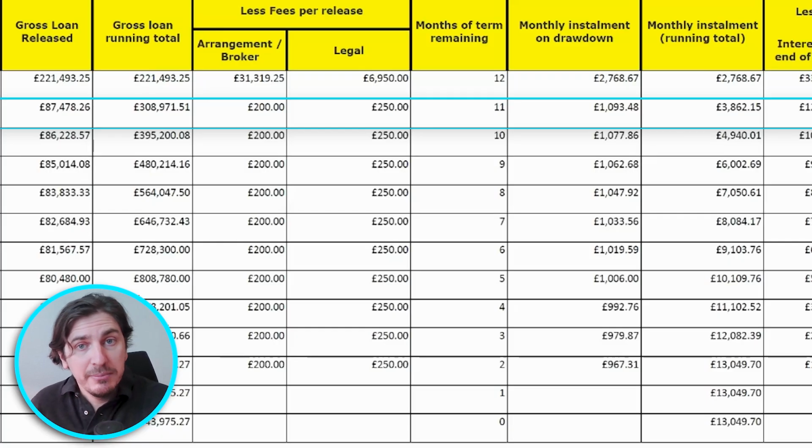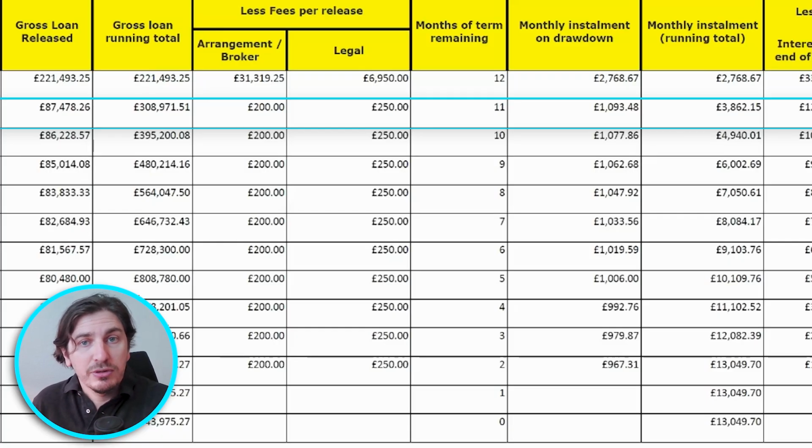Some lenders will actually do some legal due diligence on every drawdown. They will get their solicitor to double check that you have all of the sign-offs from building control done correctly. If you've got a build warrant, make sure they've signed it all off before they actually release any further funds. As you'll see then, the remaining term is 11 months.